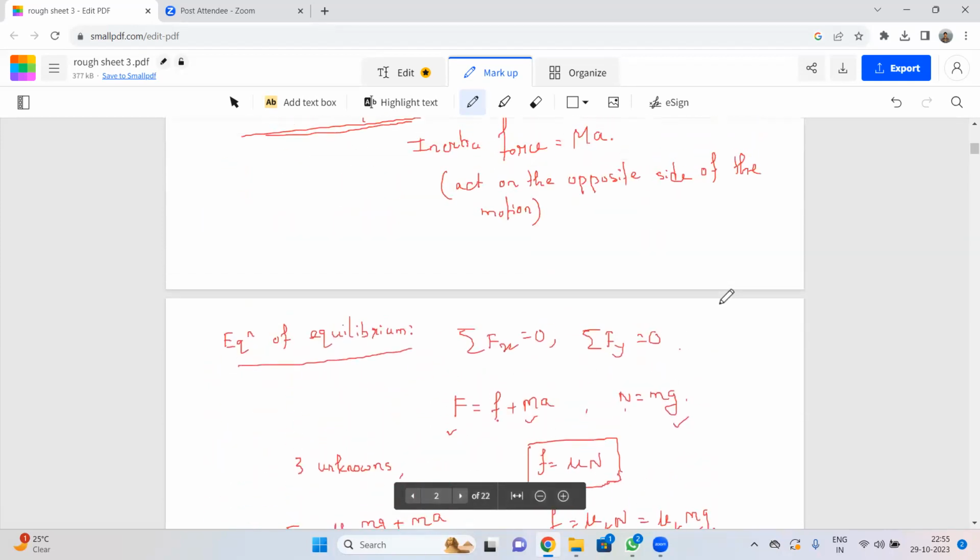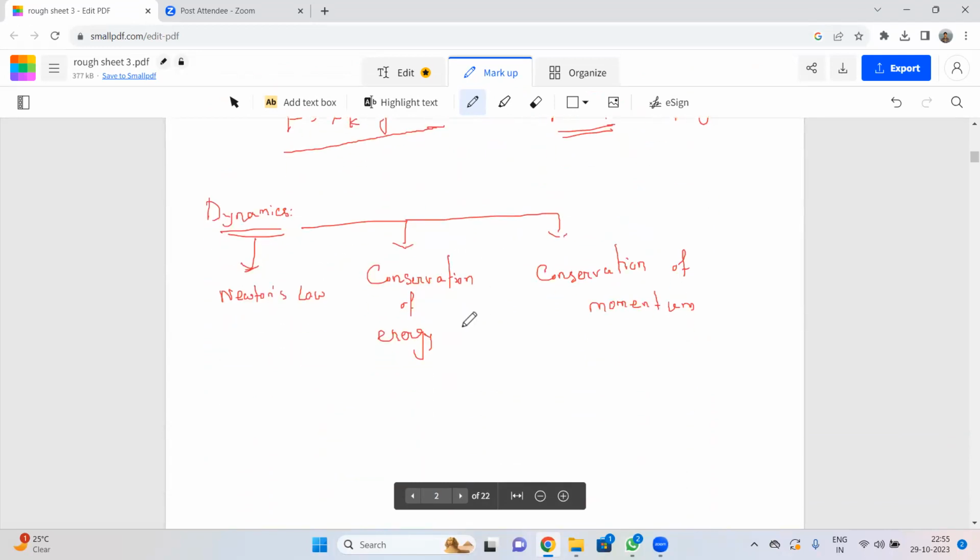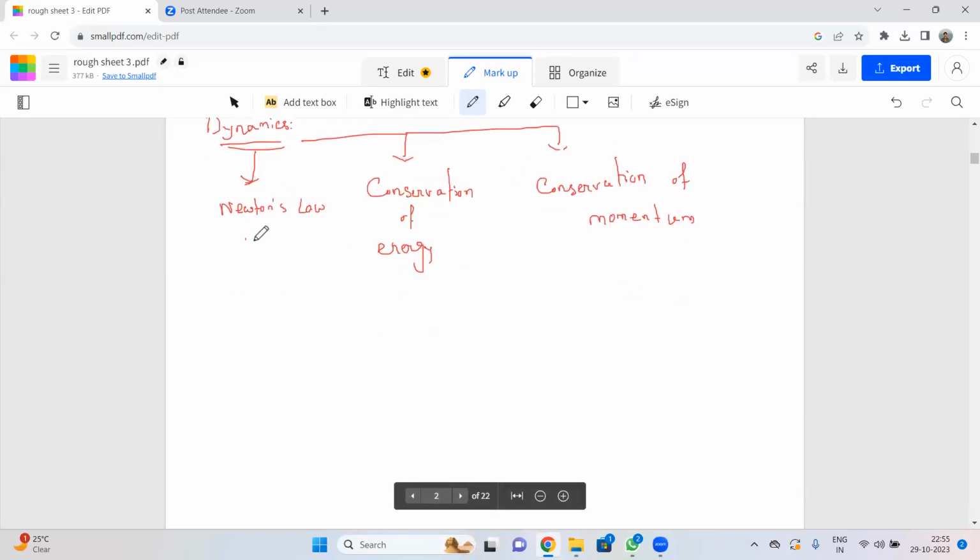So Newton's law of motion that we have discussed. Now we'll discuss conservation of energy and conservation of momentum. Then, if we have some time, we can discuss one or two problems on how to solve using these three methods. Okay. So Newton's law of motion here.